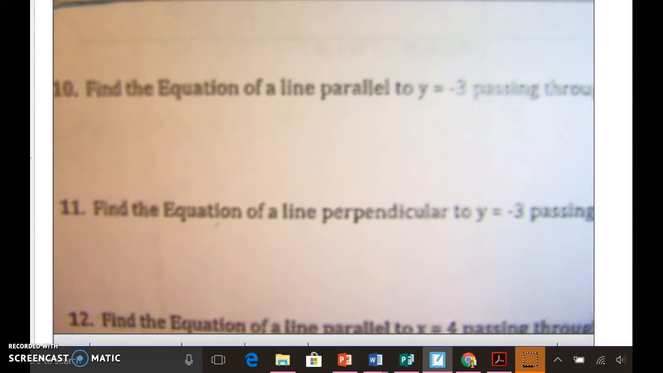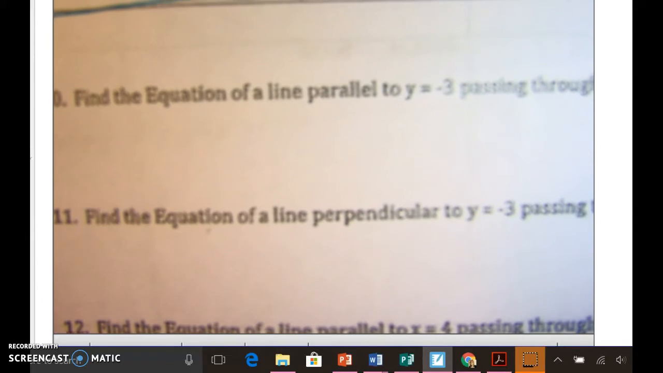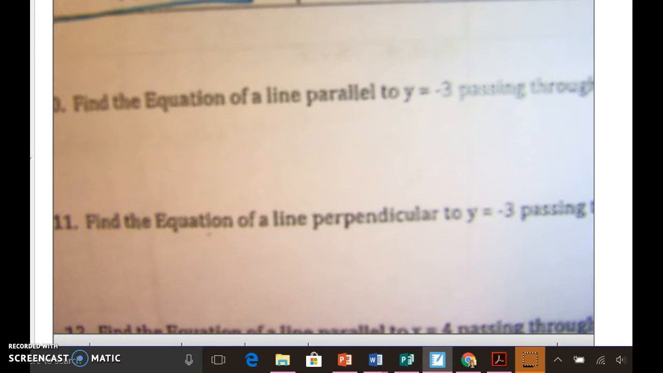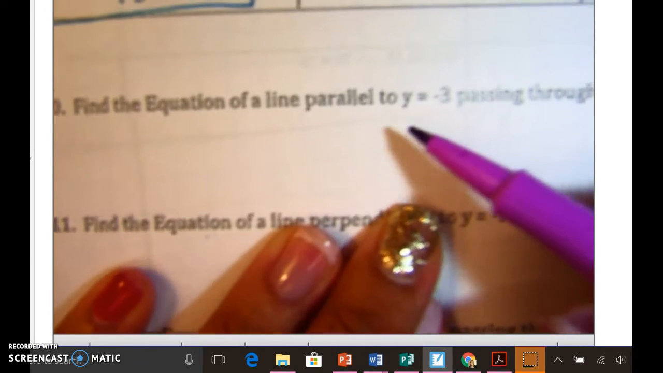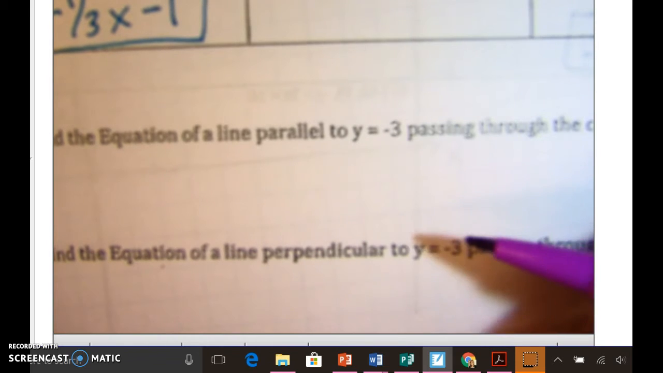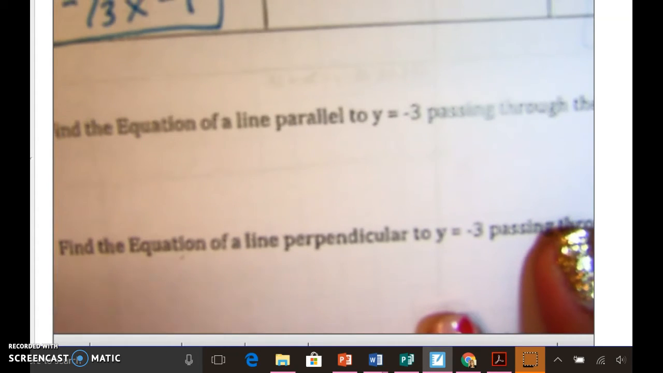I want to go through a couple of these at the bottom because you're going to do things a little bit differently when you're trying to write an equation of a line that's parallel. So it says write an equation of a line that's parallel to y equals -3 and passes through the point 2, 6. As you can see, there's not a complete equation. I don't have a slope. I can't use point slope form, but I can think about it.